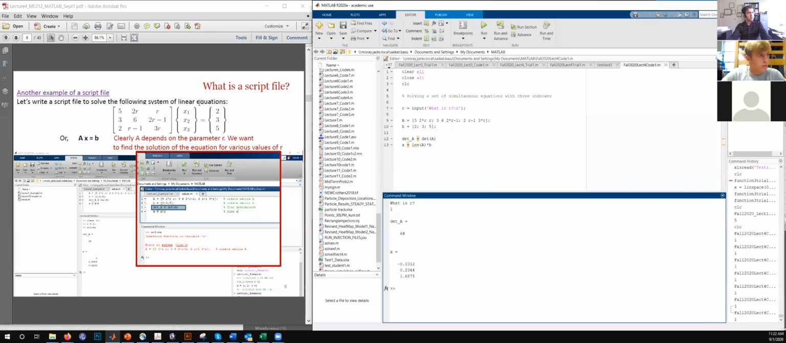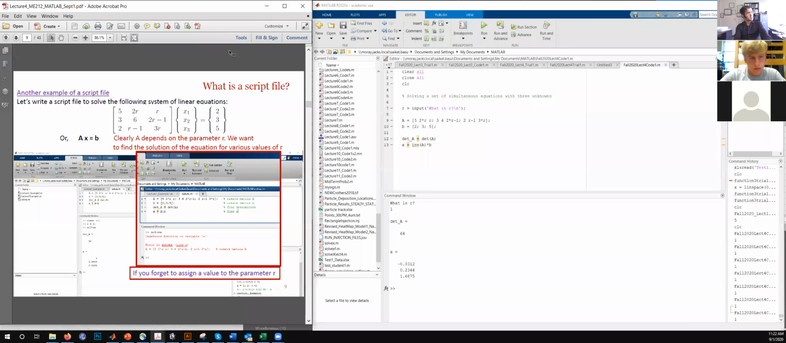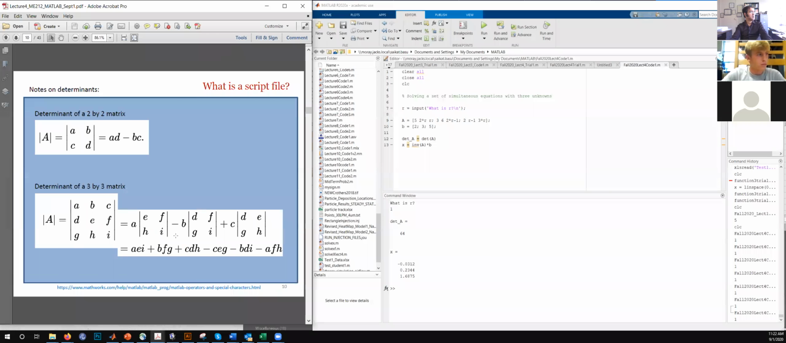Now, for those of you who don't remember exactly what determinant is, I think I have this slide over here. All of you have done it at some point. This is how you calculate the determinant, and you can double check your MATLAB's work by using these formulations. Okay, any questions on this one?